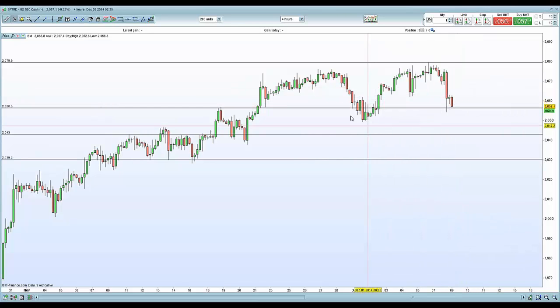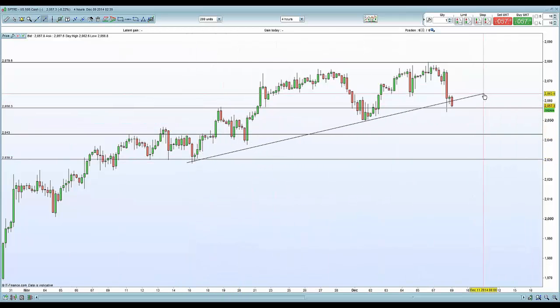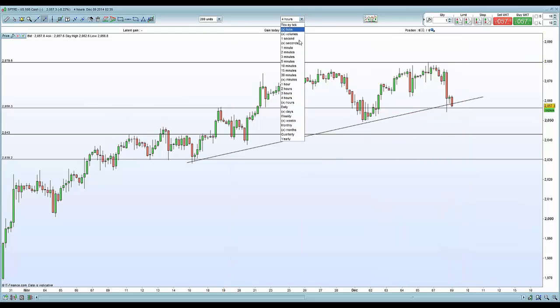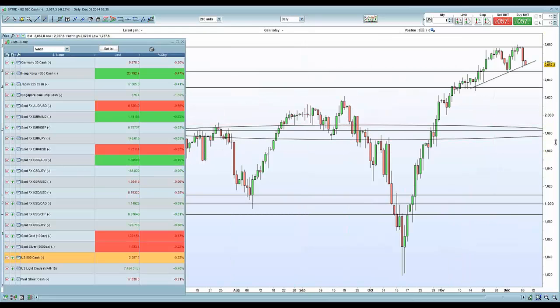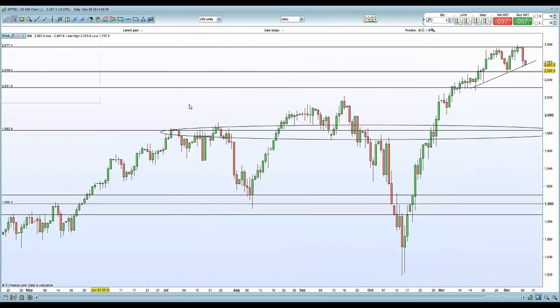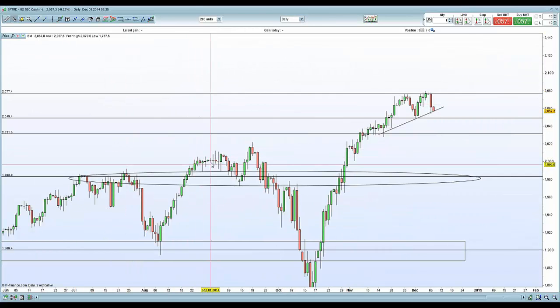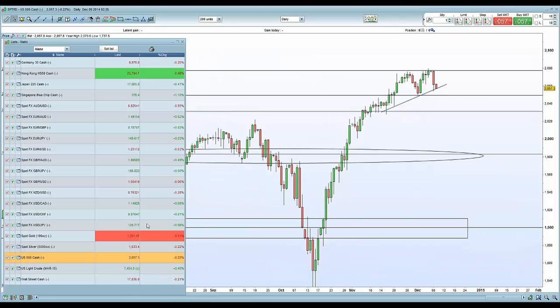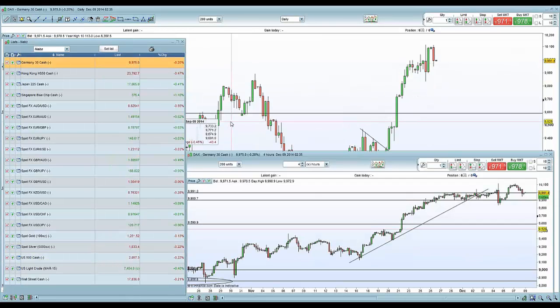All right, so once again, take note of the trend line which I drew on the higher time frame, which is this one. Okay, either this or the 2050 area. Those two are support areas I'm looking at before we decide what the market wants to do. Okay, but overall, bear in mind that longer term charts are still on the uptrend. Okay, this for the S&P. Now, let me just move on to the next one, the DAX.